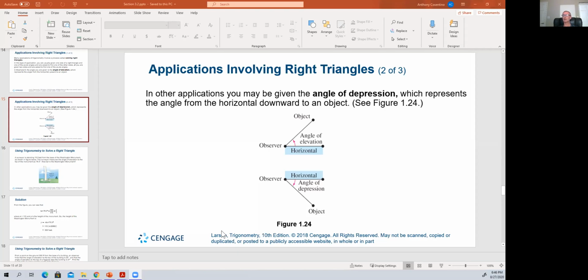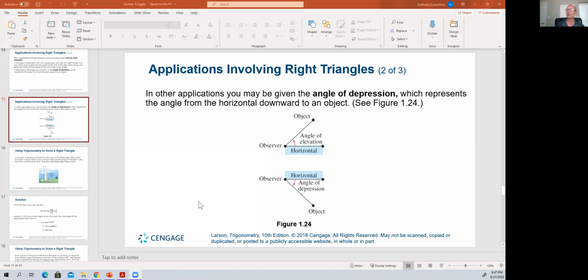One example would be you are standing on the ground looking up at an object, and you want to estimate what the height is given a length and an angle. Another would be, say, you're in a plane looking down, and that would be the angle of depression. You want to figure out how far you are, the observer, from the object down below. So the angle here is the angle of elevation, and here is the angle of depression.